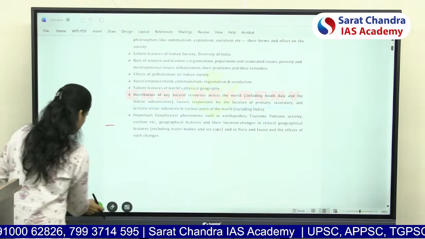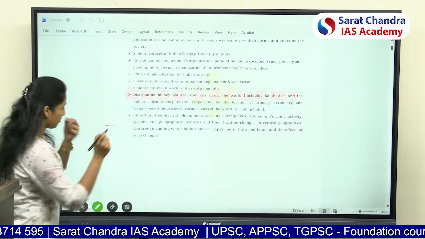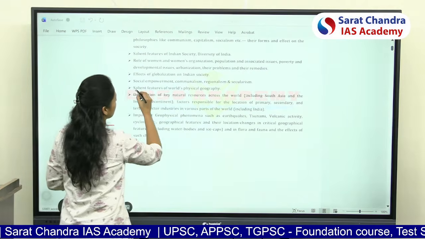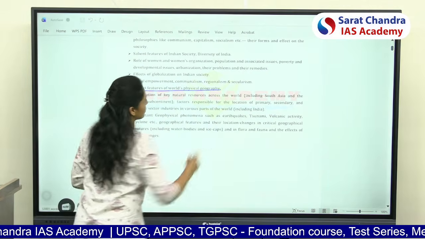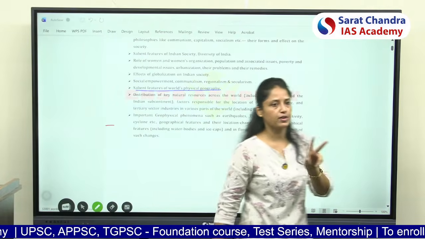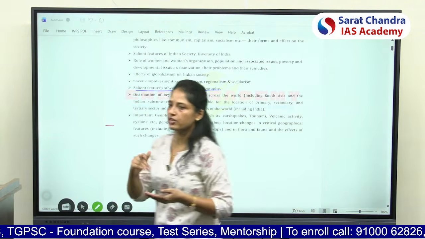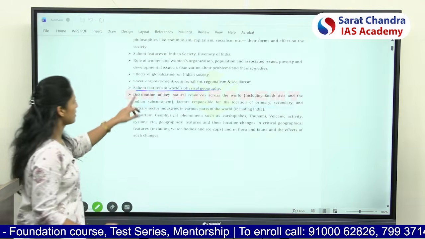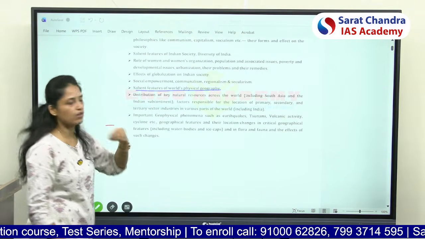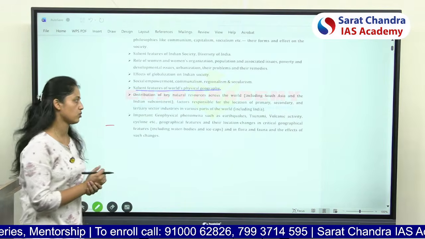Here I will change the color first. See here, the first topic in geography is salient features of world's physical geography. Basically we will be dividing our geography into two parts, human geography and physical geography, and in that also we shall be doing sub-parts. So this point, salient features of world's physical geography, explicitly says that it is related to physical geography.